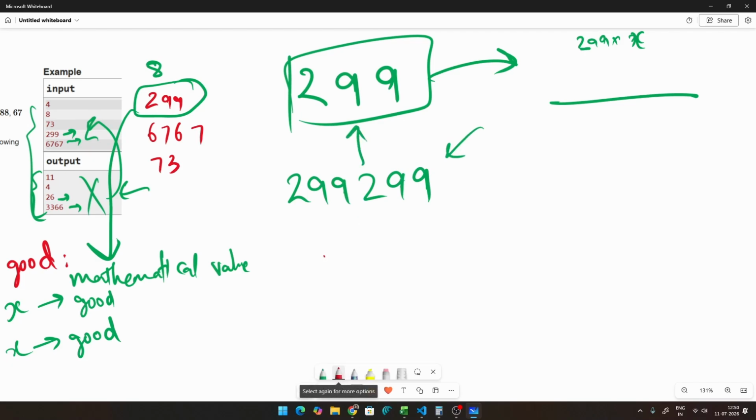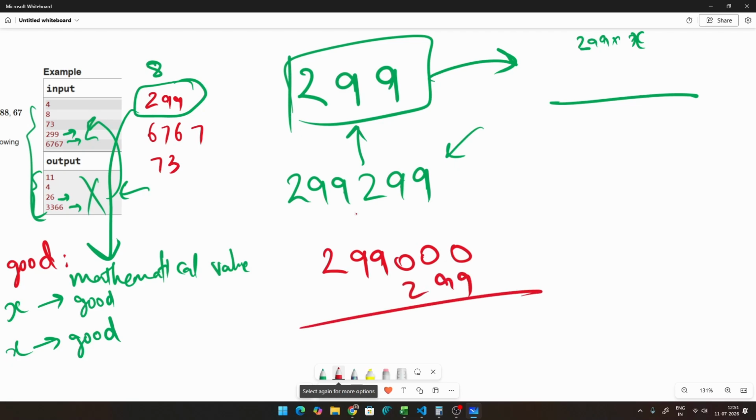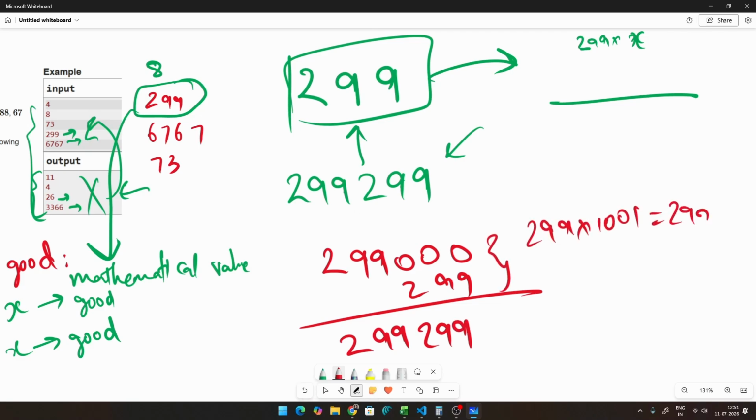Well, I know that 2990 is what I get when I multiply by 10. 29900 is what I get when I multiply by 100. And then 299000 is what I get when I multiply 299 by 1000, right? If I add 299 to this, I'm going to get the answer 299299. So in this case, if I multiply 299 by 1001, I will get 299299. Right? Can I apply this to any number imaginable?